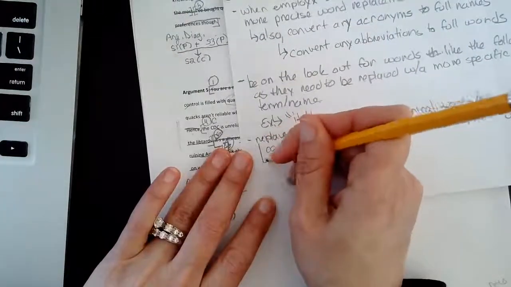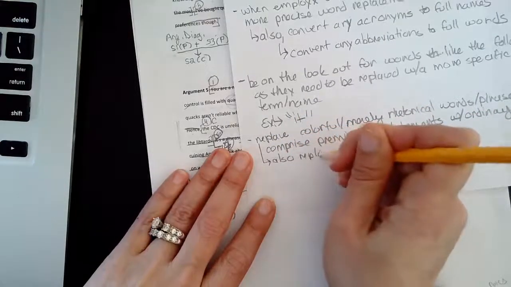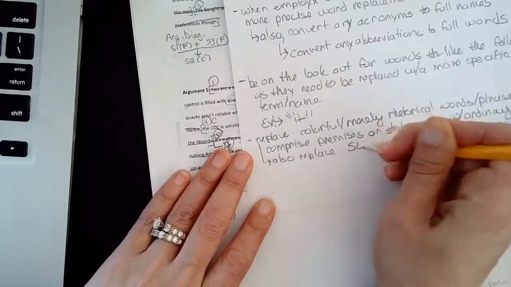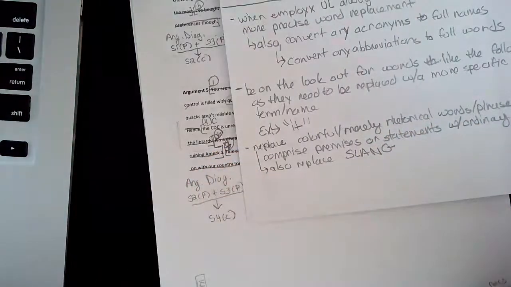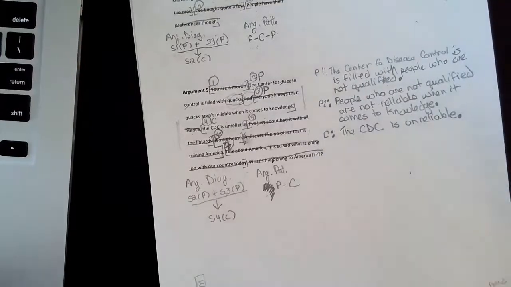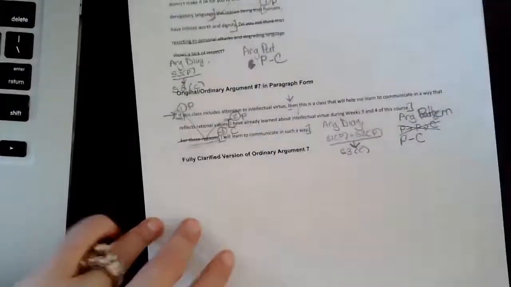Also replace, I forgot to tell you guys this, slang. Okay. So if I say, oh, I don't have any bling, what I should say is, oh, I don't have any money. Okay, so let's go ahead and go to the last argument for this video.